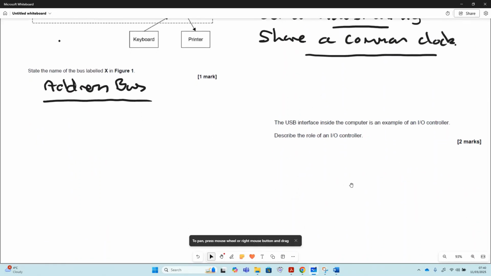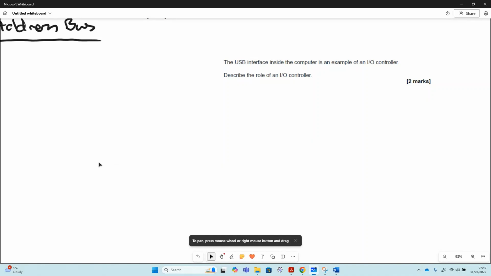Okay, so we've got one more question down here to have a look at, and this talks about the USB interface, and it says it's an example of an I/O controller, so an input-output controller. So we need to describe the role of an I/O controller. The most common answer to this is it allows you to connect something to the computer, or allows the computer to use a device. It's not going to be enough. We need to talk a bit more about the specifics of how this works.